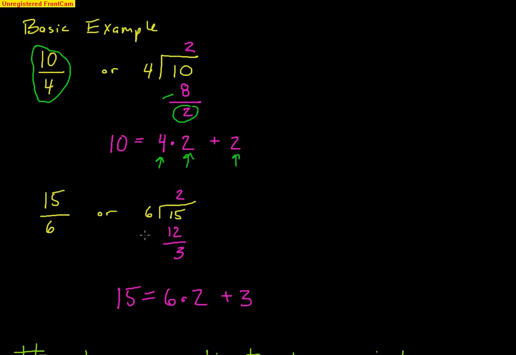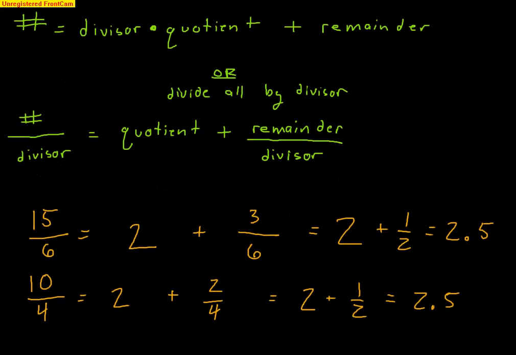Here's another one, 15 divided by 6. So 6 goes into 15 two times. 6 times 2 is 12. 15 minus 12 is a remainder of 3. 6 cannot go into 3 anymore. That's how we know that we have a remainder of 3. So our answer, 15, is equal to the divisor, 6, times the quotient, 2, plus the remainder, 3. So that is how we like to write our equations. We like to write our final answer as the number that we were asked about, 10 or 15, is equal to the divisor times the quotient plus any remainder.